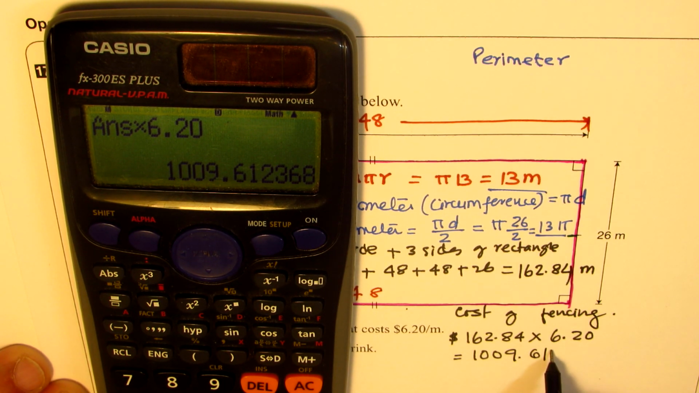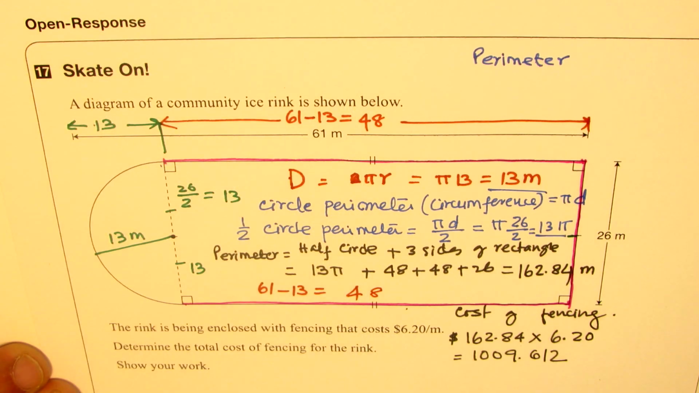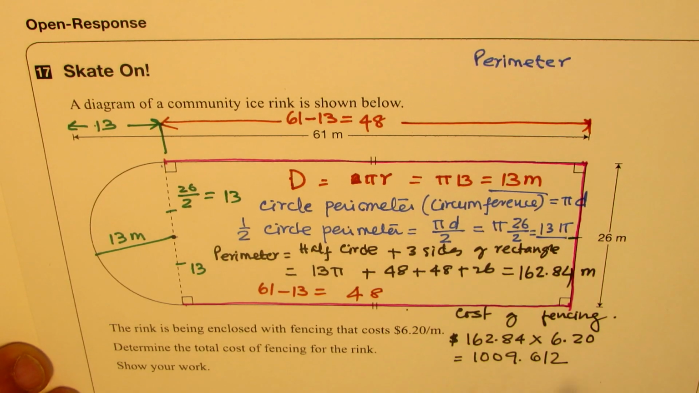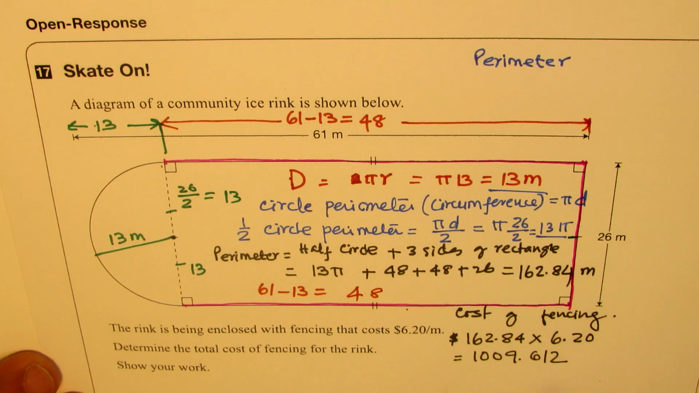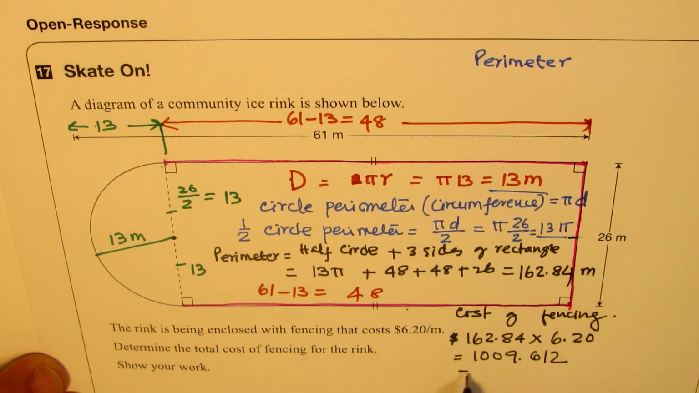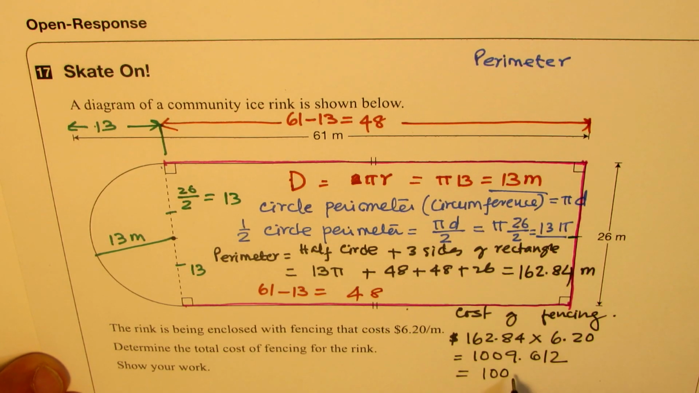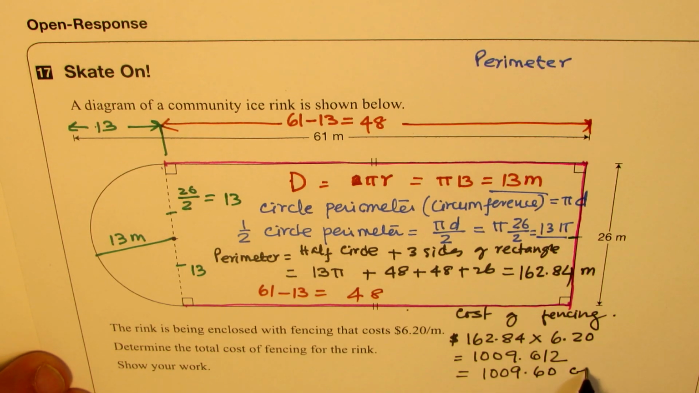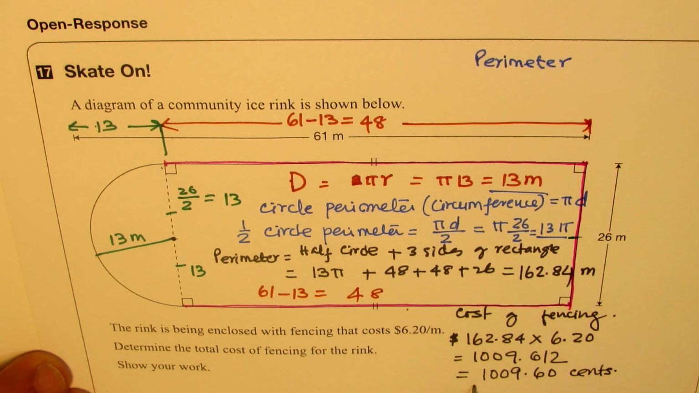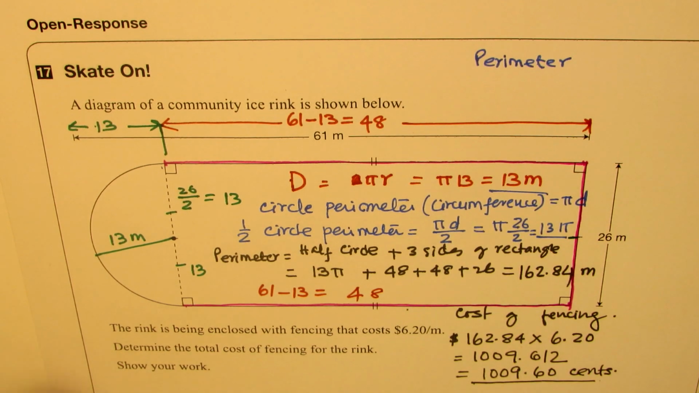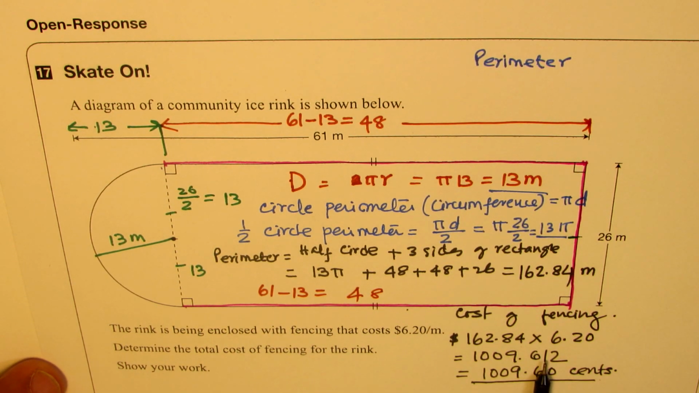And what we get here is equal to 1009.61, right? It shows 612. But we are going to round our answers to cents, right? So we'll round our answers to cents and we can say that this cost is $1,009.60, right? Since these days we have discontinued the pennies, right? So we'll write this as 60 cents, rounding off to the nearest number.